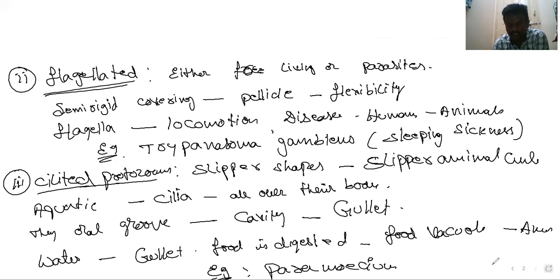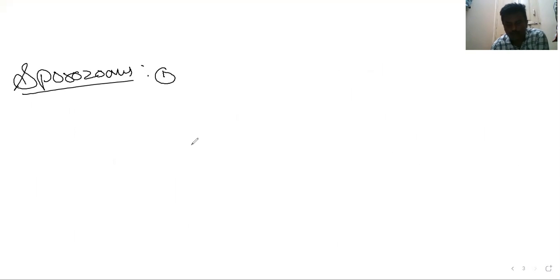Next, the fourth one is sporozoans. Sporozoans are a group of mainly parasitic protozoans.